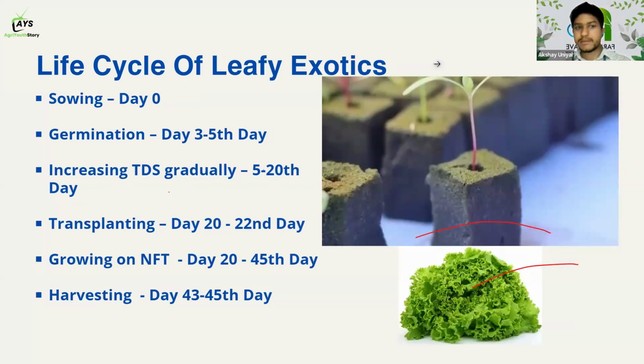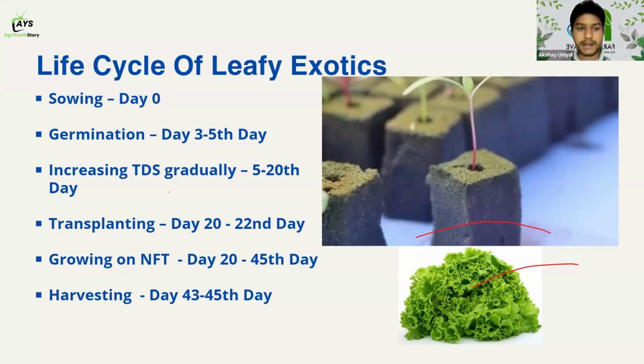So this is a basic idea of how the life cycle of a leafy exotic functions. From day 0 to around day 5, we definitely see some sort of germination. We start increasing the TDS gradually according to the size of the plant. And on the 20th day, we will transplant it to the main system.